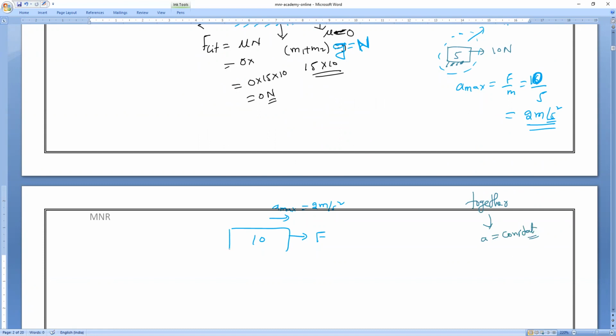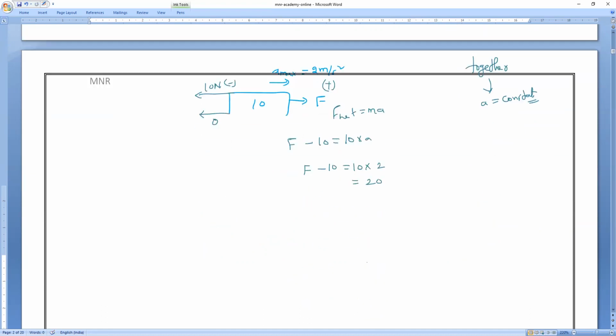Next, the limiting friction exerted here is 0, and here the limiting friction exerted is 10 newtons. So write the equation. F net is equal to MA. Taking the forward direction as positive and the other as negative, F minus 10 is equal to mass 10 into a. So F minus 10 equals 10 into acceleration 2, which equals 20. So F is 30 newtons.